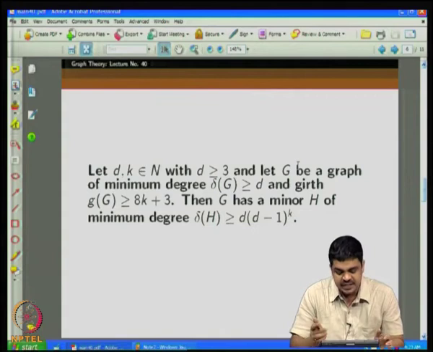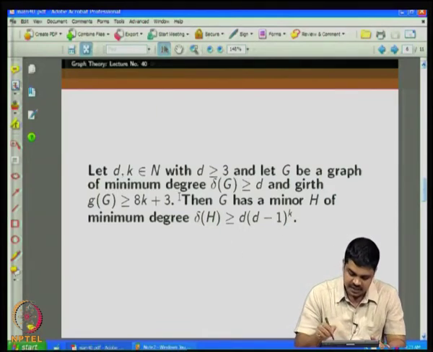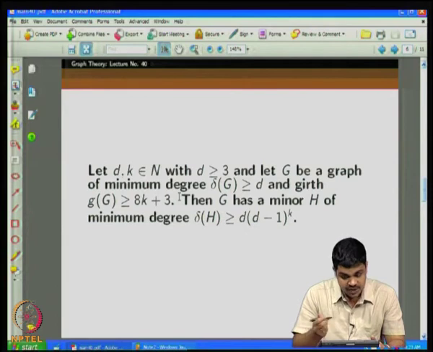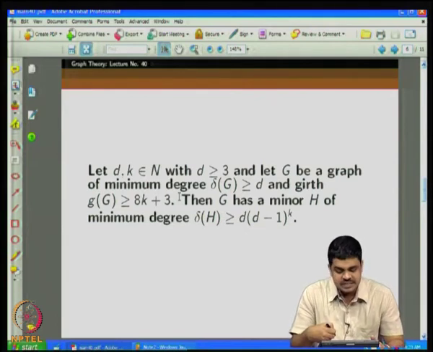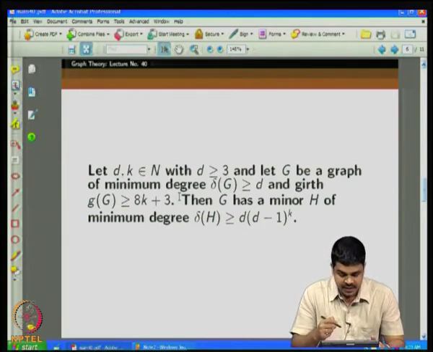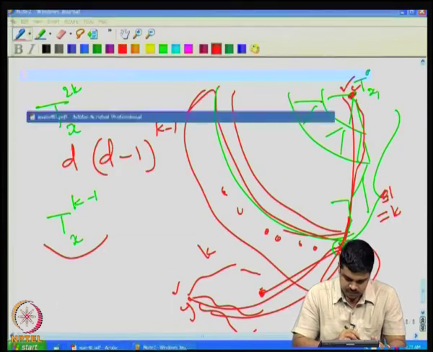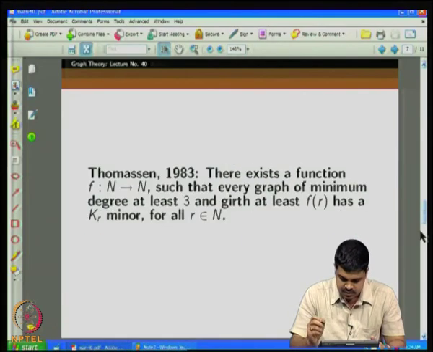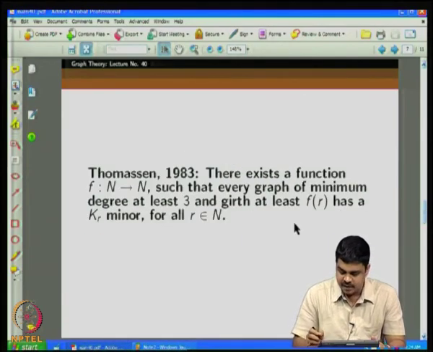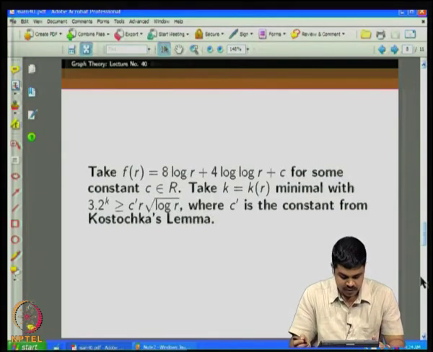We somehow made the graph dense, and now we can apply Kostochka's result on this, because there is a graph with high minimum degree. So the average degree should be high, and then we can estimate the clique minor that we will get from this. So that is the next statement. Thomason's statement can be obtained from this. So let us look at this.